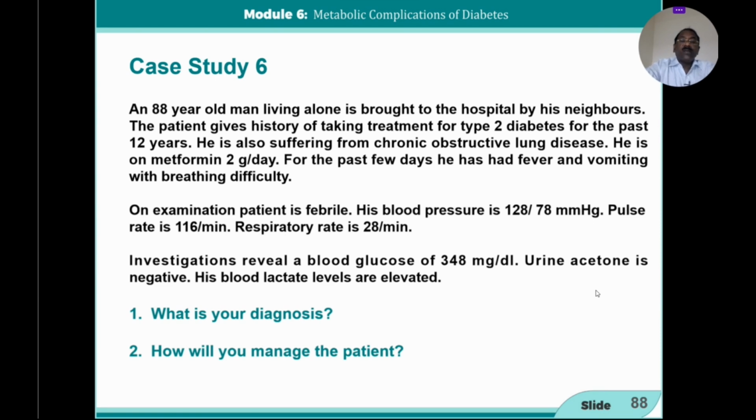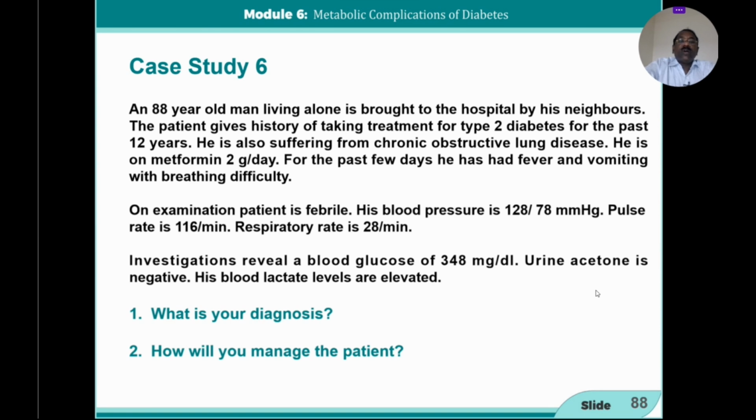On examination, the patient is febrile. Blood pressure 128/78, pulse rate 116, respiratory rate 28. Investigations reveal a blood glucose of 348. Urine acetone is negative. His blood lactate levels are elevated. So this is the case.